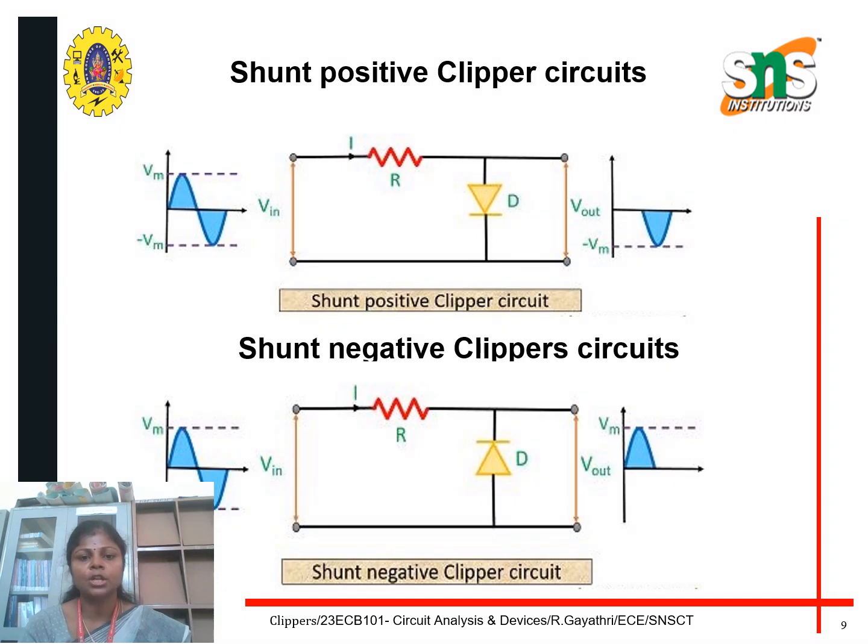And coming to the shunt positive clipper circuit, the resistor will be placed first and the diode will be placed in the shunt direction. In the shunt positive clipper, the positive portion will be clipped off, and the negative portion will remain the same as the input signal. In the shunt negative clipper, the diode direction will be reversed, the negative portion will be clipped off and the positive portion will be present.